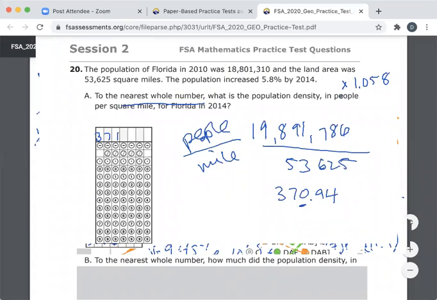So the original population density was 351 people per square mile. And the new one is 371. So how much did it change? So 371 minus 351 is 20 people per square mile. So 20 is the answer to part 2.